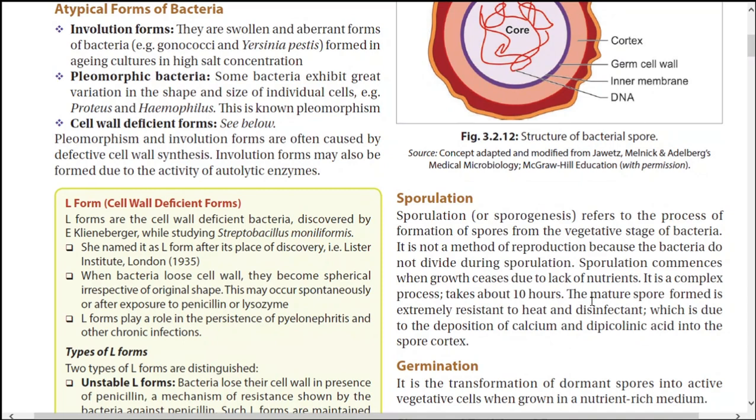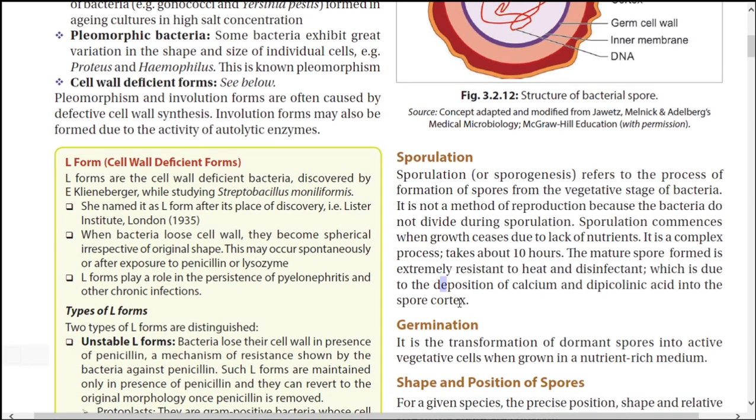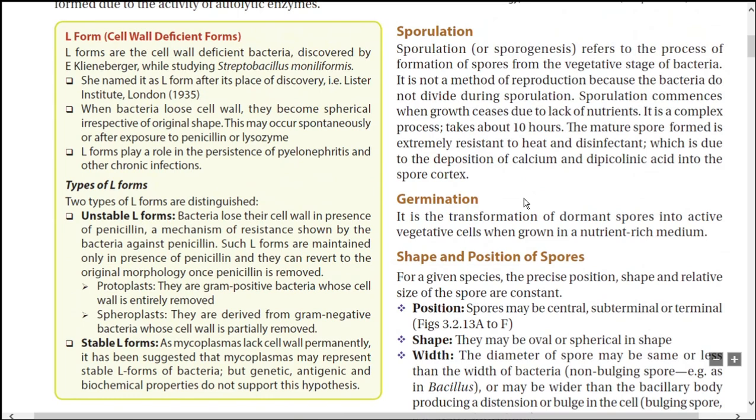and numerous thousands of spores are formed. Though the bacteria do not divide, thousands of mature spores are formed, with deposition of calcium and dipicolinic acid into the spore cortex. This calcium and dipicolinic acid will help the spores to be resistant against heat and disinfectant. So we learned 4 layers, very important: core, cortex, coat, and exosporium. Next, germination. It is the conversion of dormant spores into active vegetative cells.